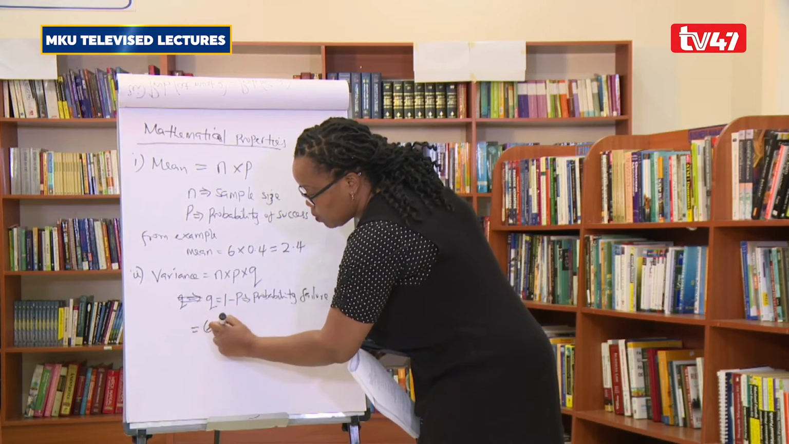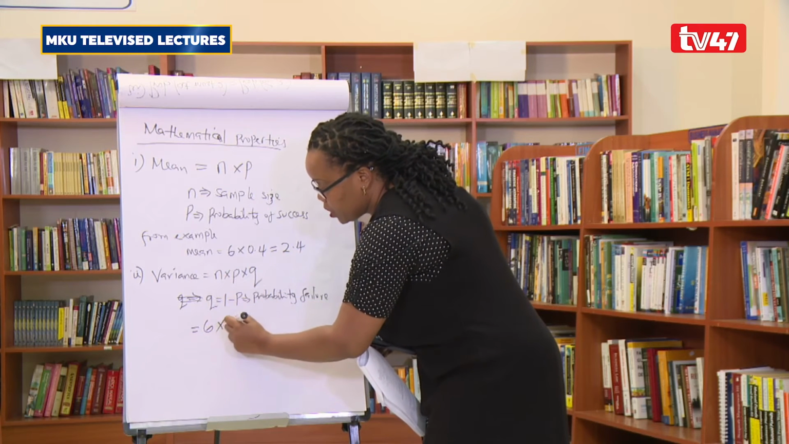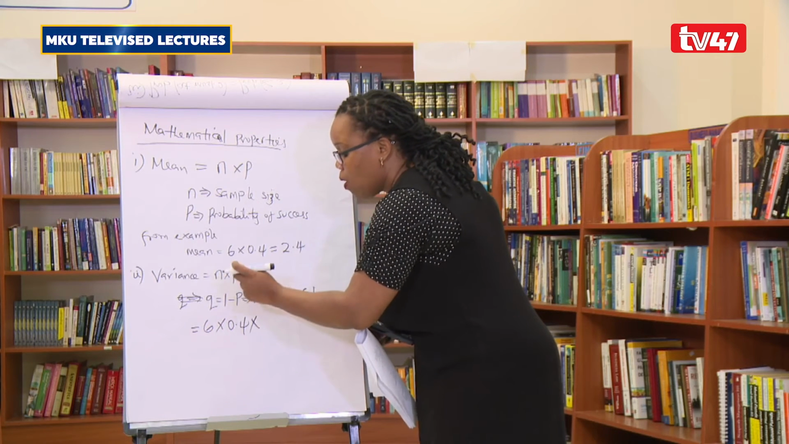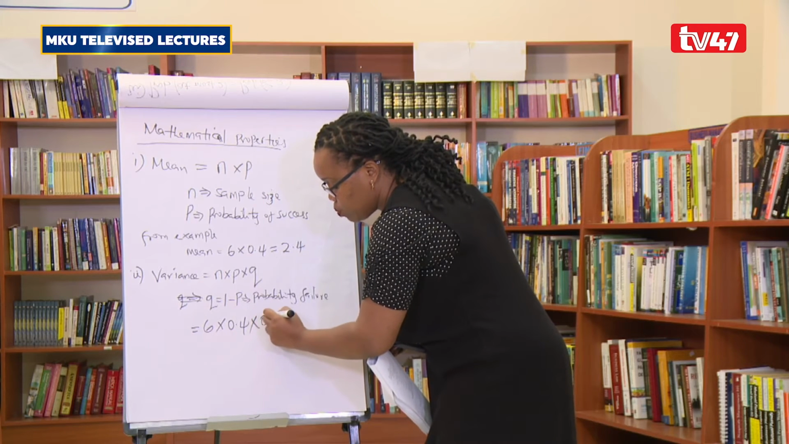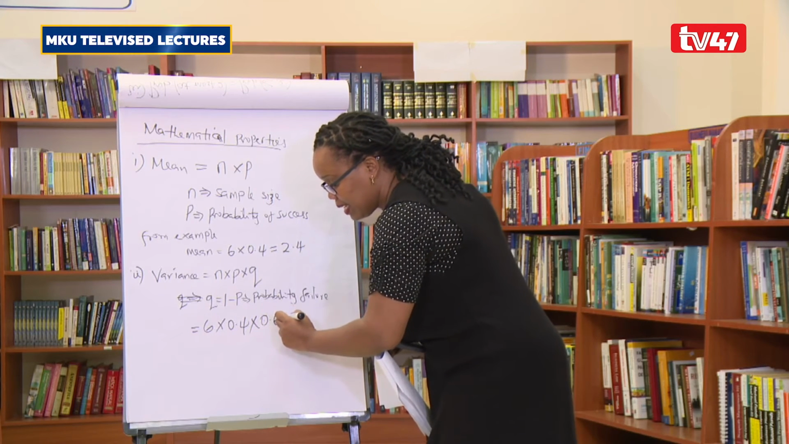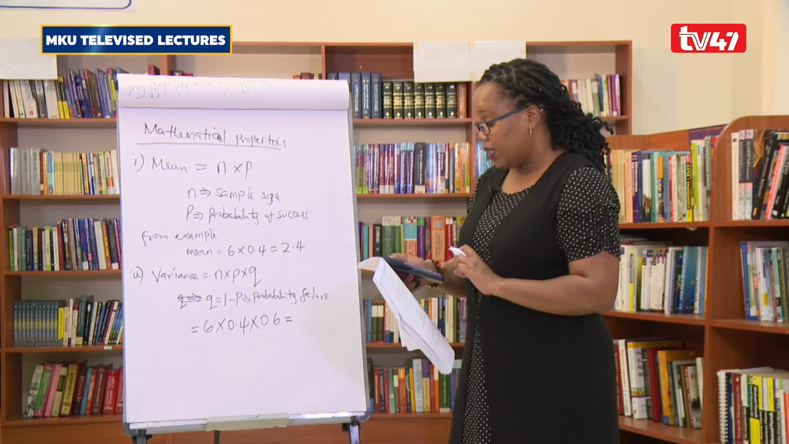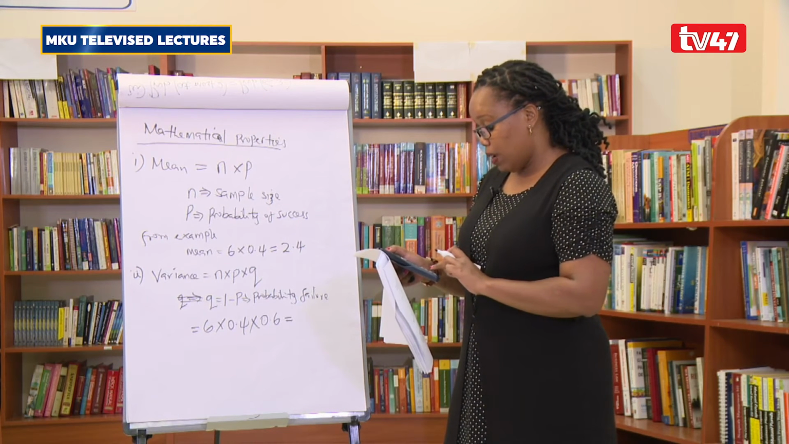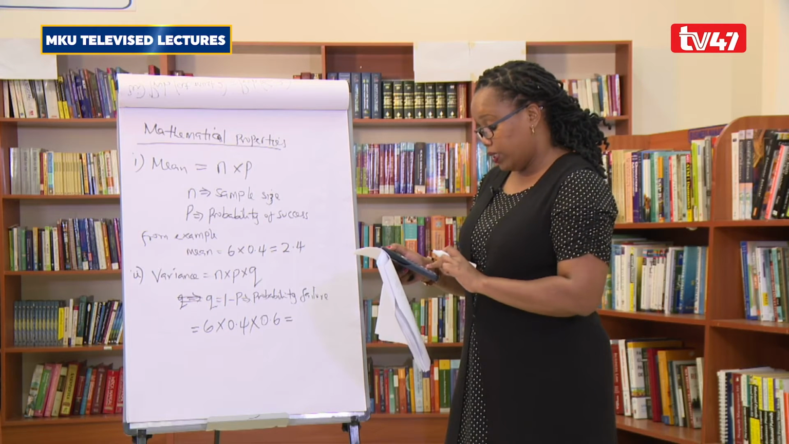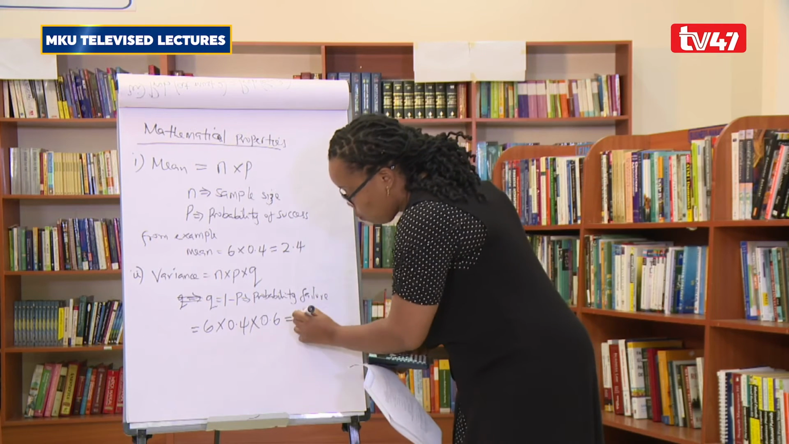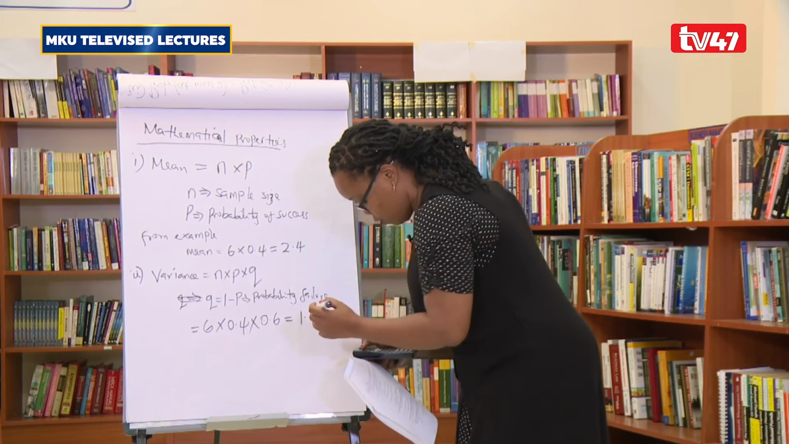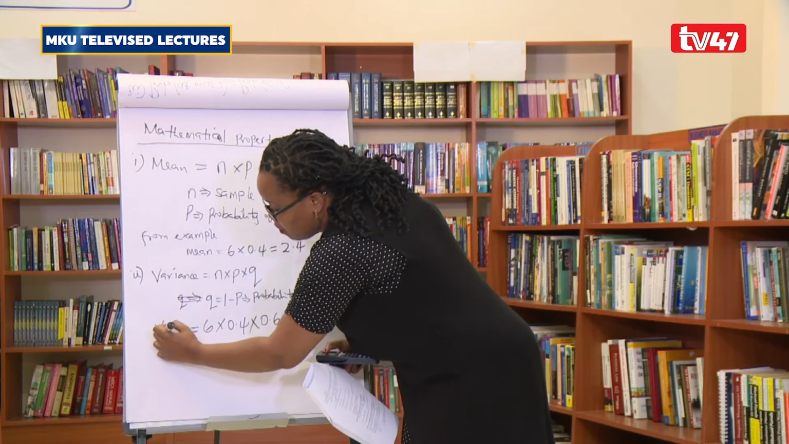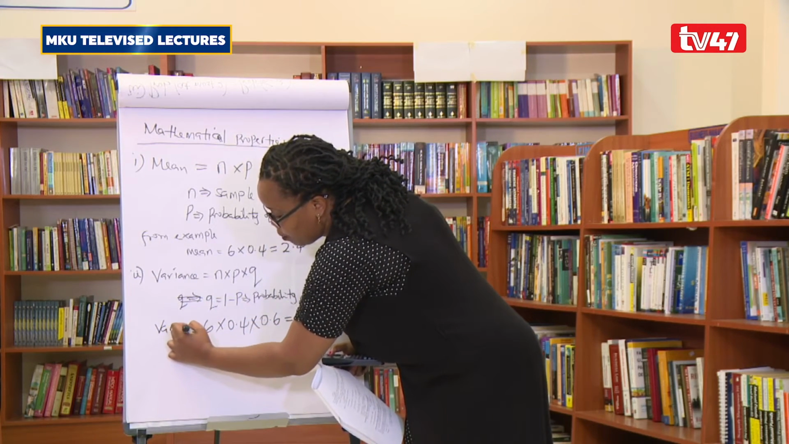So if we wanted to, in the same example, calculate the variance, then it would mean our n, which is 6, multiplied by our p, which is 0.4, multiplied by our probability of failure, which turned out to be 0.6, to give us what? So we have 6 multiplied by 0.4 multiplied by 0.6, which gives us 1.44, correct? So this is the variance in accordance with the example.